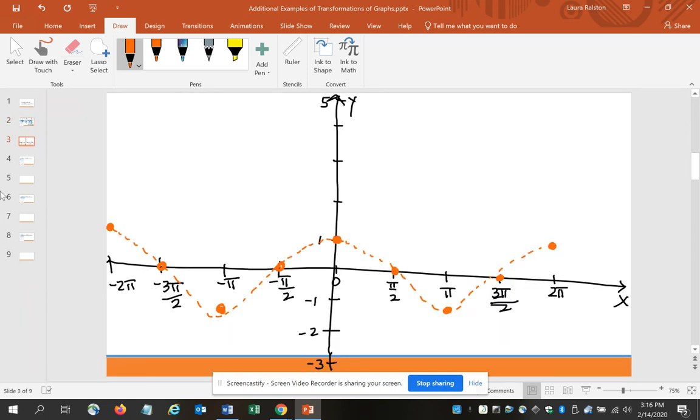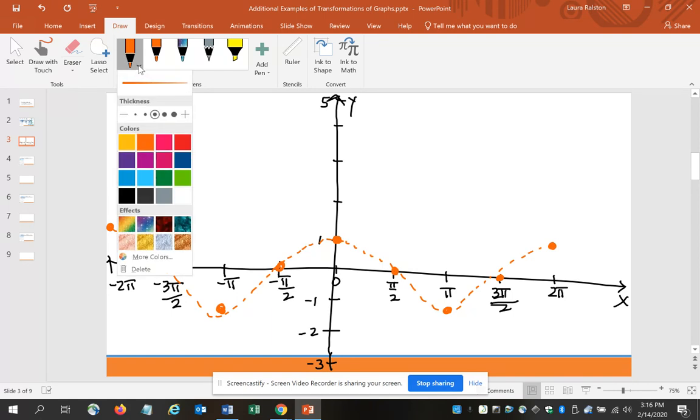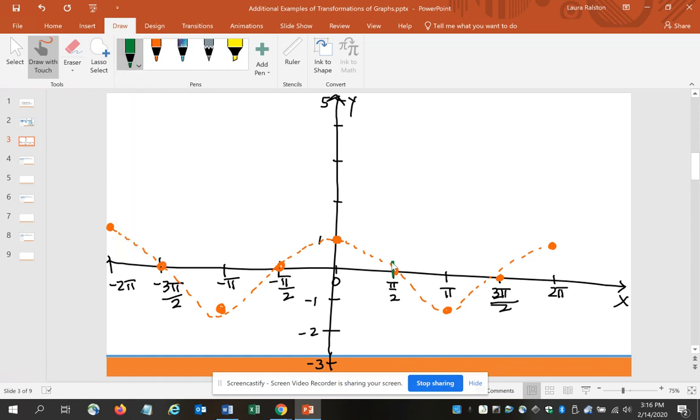All right, first, I'll need to get my points on the line, and we figured those. Okay, so we said that we're going to shift pi halves to the right. Okay, so my beginning point is going to be at pi halves. Then we added pi fourths and we got 3 pi fourths. Then pi, then 5 pi fourths, and then 3 pi halves.